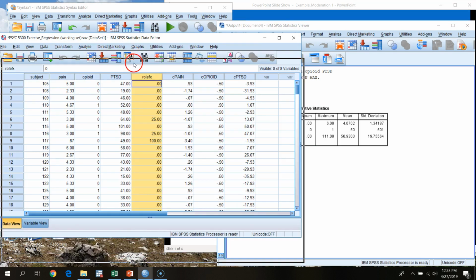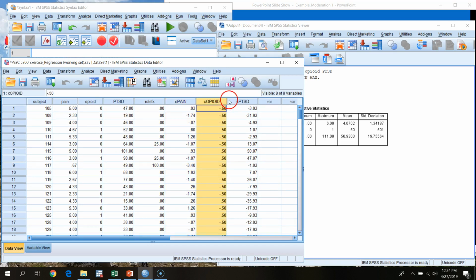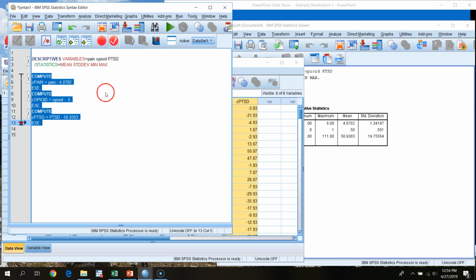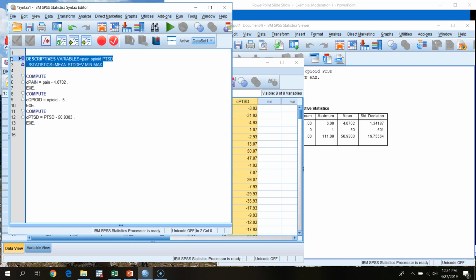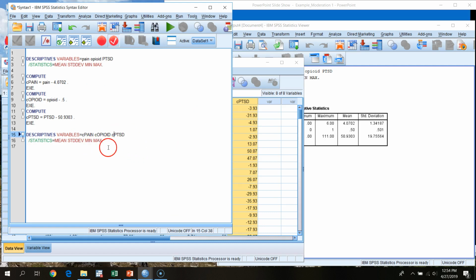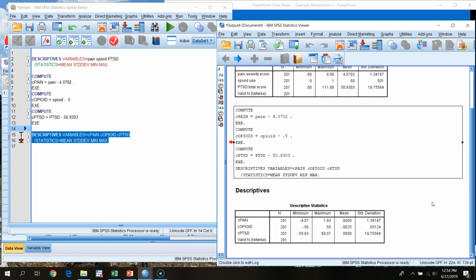data. And so it looks like in SPSS, here's my centered pain, centered opiate use, centered PTSD. I always like to go through and check just to make sure that I've done this correctly. If I now drop in centered pain, centered opiate use, and centered PTSD, and run this, I see that, yep, my mean is now 0 for each one of these variables.